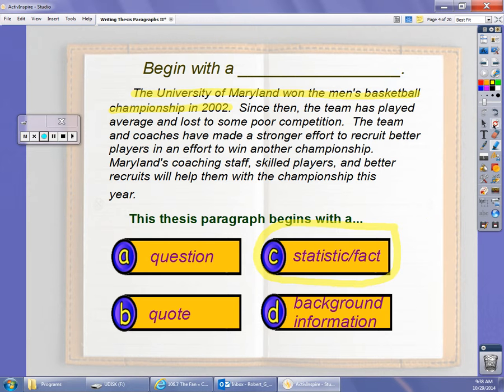Now, the thesis statement: Maryland's coaching staff and skilled players and better recruits will help them win a championship this year. This is arguable. You can argue that that won't help them win because they're just awful now, or that it is the hard work that helps them win. This is an arguable point. So you grab the attention, this is the A, attention. You narrow the focus with the N and the thesis, which is the T. So we have the ANT method. Let's try another one.